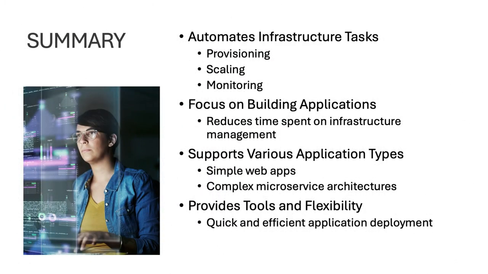In summary, AWS Elastic Beanstalk simplifies application deployment by automating infrastructure tasks like provisioning, scaling, and monitoring. This allows developers to focus on building applications. It supports both simple web apps and complex microservice architectures, providing the necessary tools and flexibility for quick and efficient deployment.